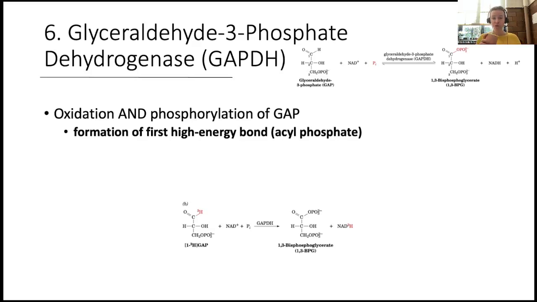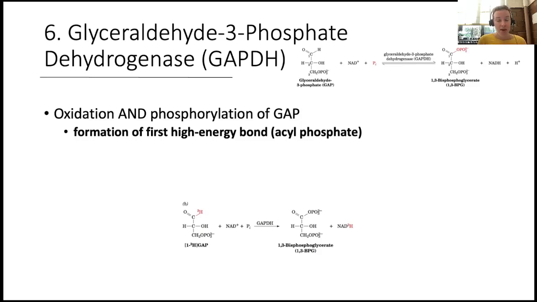On to part 2, folks. The second half of glycolysis starts with the enzyme glyceraldehyde 3-phosphate dehydrogenase, or GAPDH. You may already know of GAPDH if you've ever run a Western blot with GAPDH as the control.